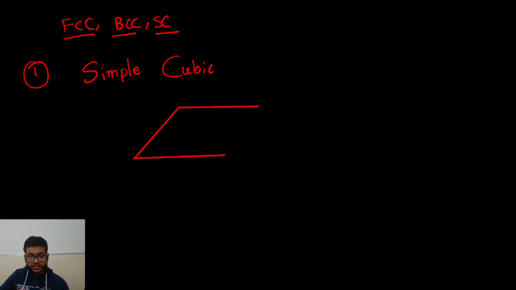So let us see some 3D lattice systems. We know very famous lattice systems: FCC, BCC, SC. Face-centered cubic, body-centered cubic, and simple cubic. Let us start with simple cubic first. What are the primitive lattice vectors of simple cubic? Pretty easy.